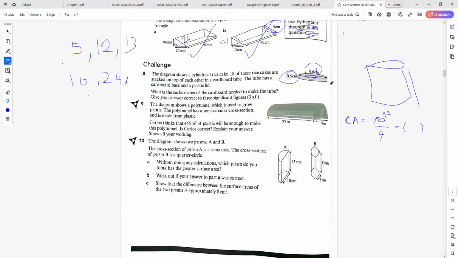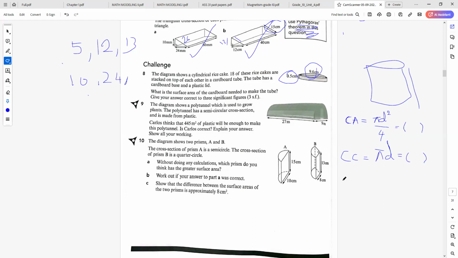Then you have to find the circumference of the circle. That is pi d. Circumference of the circle is equal to pi d. That is pi into d, which is 9.6. You can find that value also.